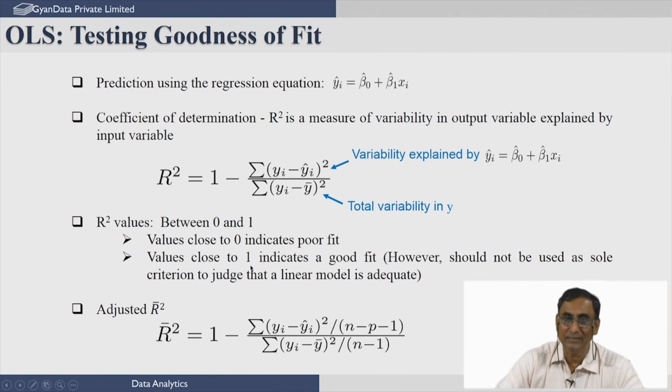A value close to 1 is a good starting point. Yes, you can now have a little bit of assurance that a linear model perhaps can explain the relationship between yi and xi.